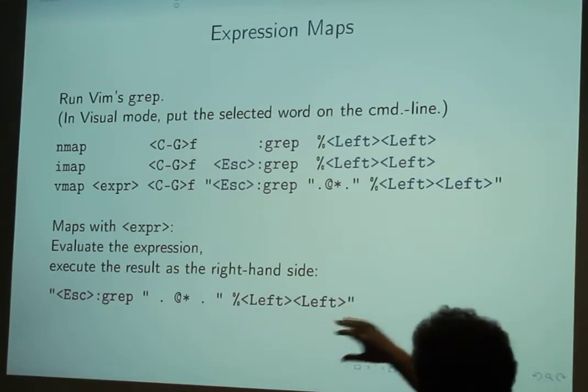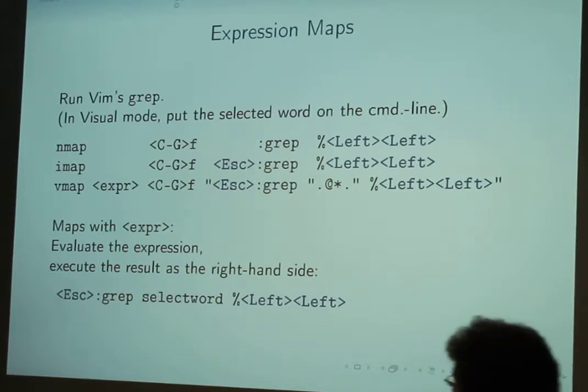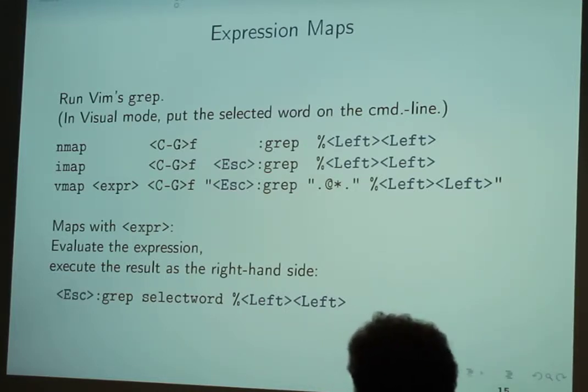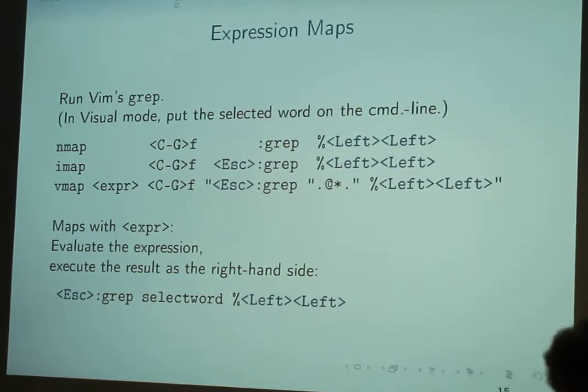So it actually uses the strings to assemble your mapping and then execute this mapping. So there are some words you selected, so it assembles this mapping, again puts the cursor two spaces to the left in front of this so you can modify this further, and then runs the grep command for the word you have selected.